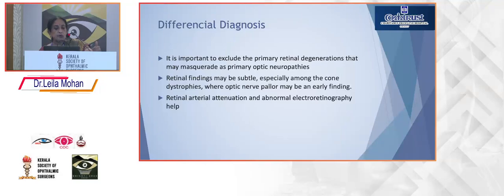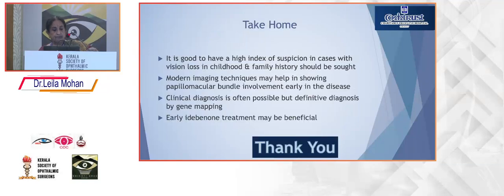So it's important to exclude primary retinal degenerations with optic disc pallor. Retinal findings may be subtle, and especially with cone dystrophy, optic nerve pallor may be the early finding. But retinal artery attenuation and abnormal ERG may be helpful. So it is good to have a high index of suspicion in cases with vision loss in childhood, and a family history should be sought. Modern imaging techniques may help in showing papillomacular bundle involvement, and clinical diagnosis is often possible with a family history, but definitive diagnosis is by gene mapping, and early Idebenone treatment is, as of now, the only treatment.